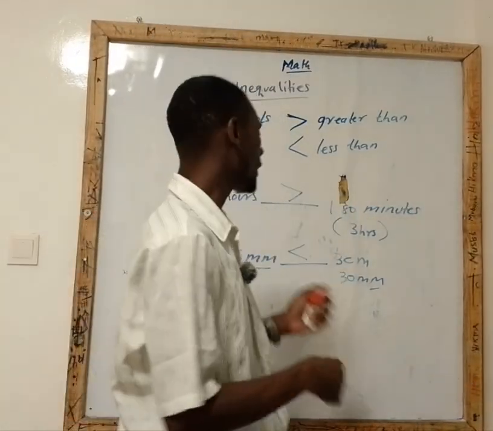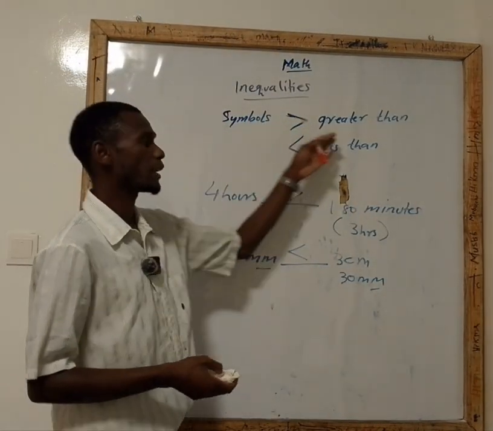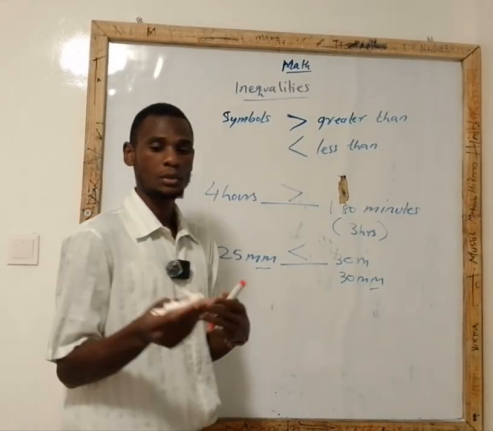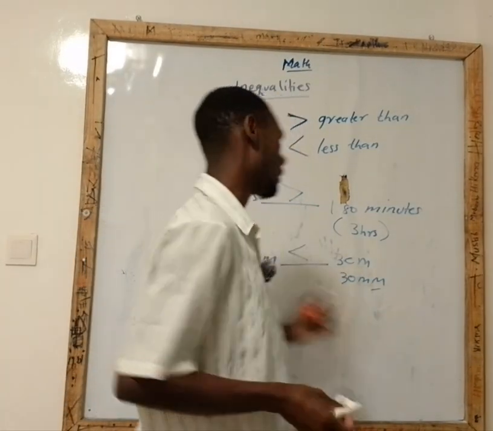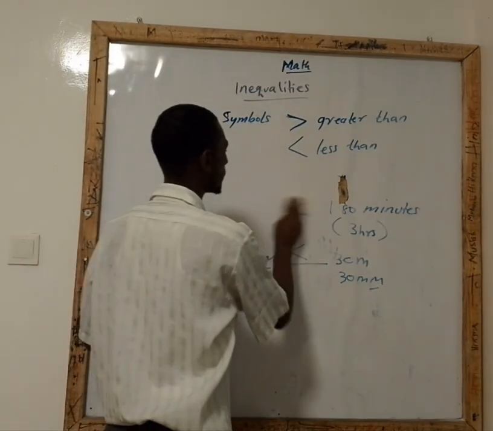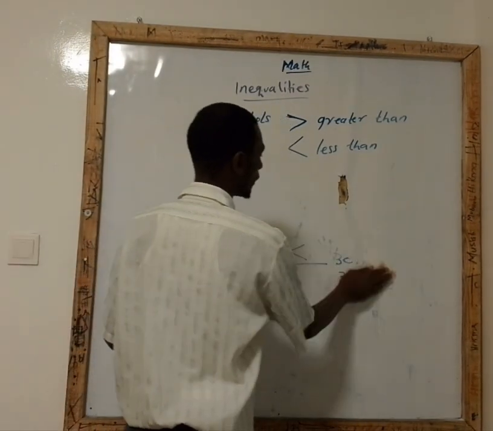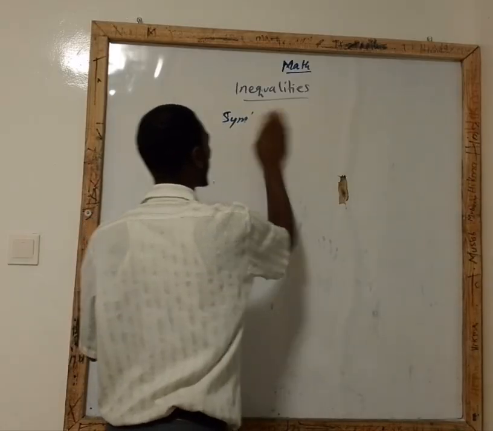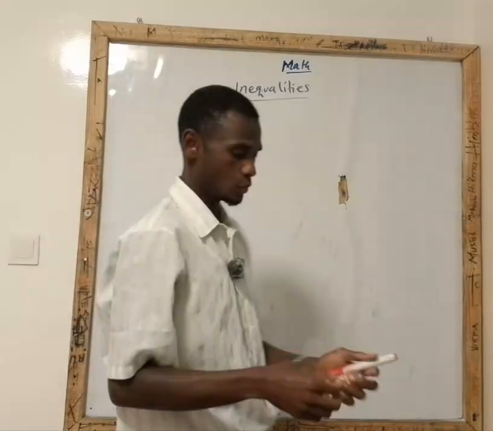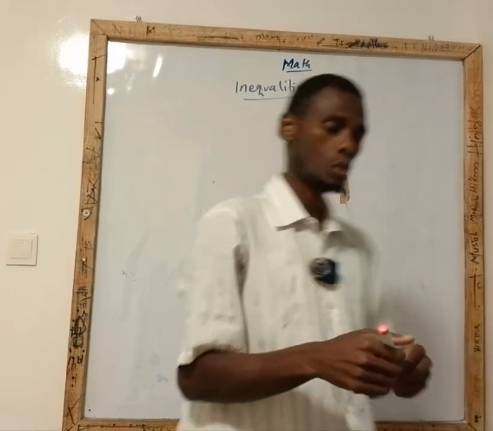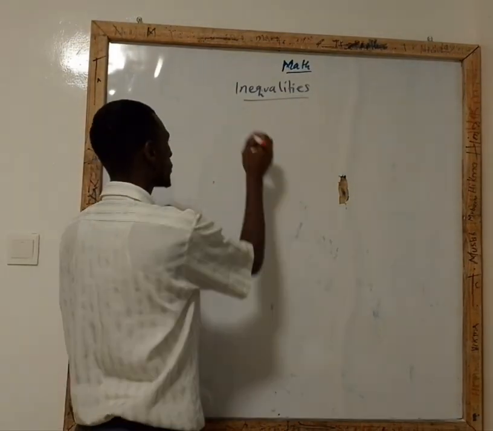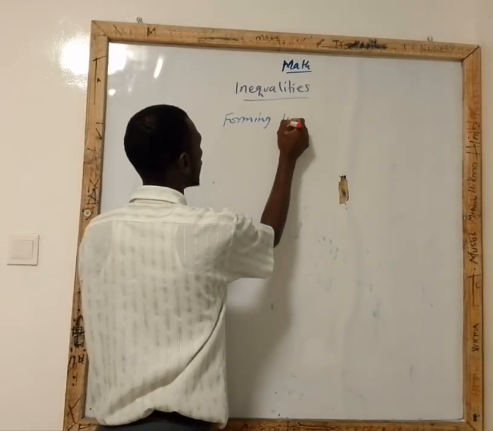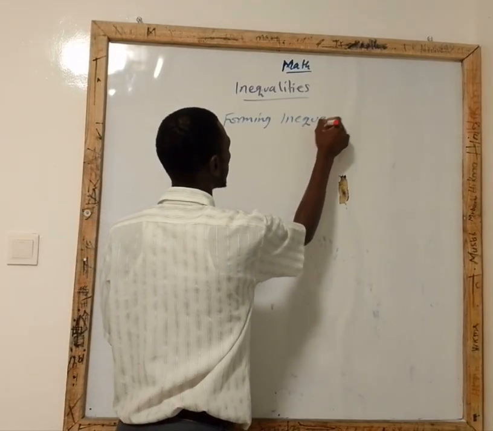Now, after looking at how we can use the symbol greater than or less than, let us look at how we form inequalities. Forming inequalities. In forming inequalities, at this level, it has been divided into two groups or two sections.